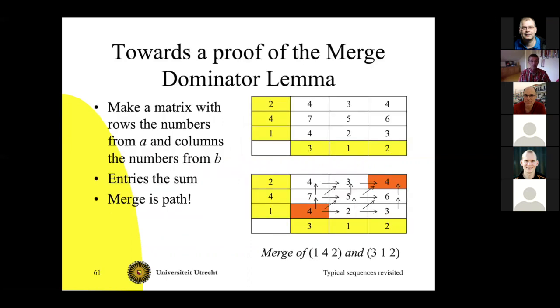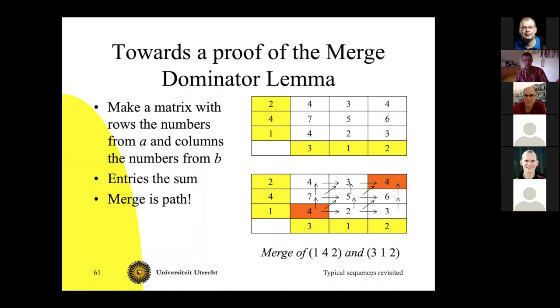Now, I'll just do a brief sketch of the proof of the merge dominating lemma without going into too much detail. How are we going to prove this? Well, first of all, what you can observe is that you can see such a merge as a path in a graph, and actually a very special graph, namely a graph in a grid. The graph is a grid.